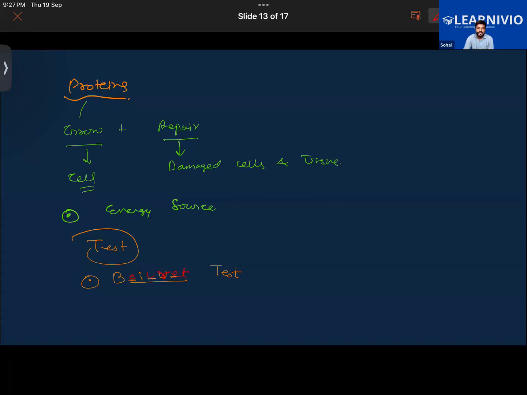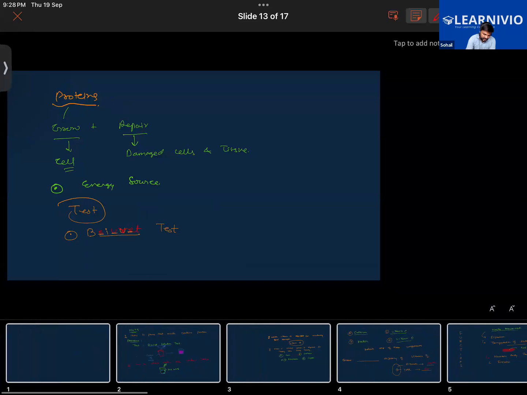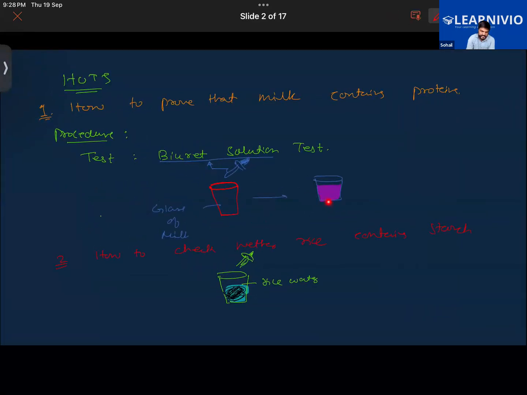Say, for example, you have taken milk or any other food that contains protein. Take a solution of that food sample and put some drops of Biuret solution. If the color changes to bluish black, no, purple or light purple. The bluish black will be in the case of iodine. What I said is that you have taken a glass of milk. Milk contains protein. The color changes to purple or light purple. So that's the indication for the presence of protein.